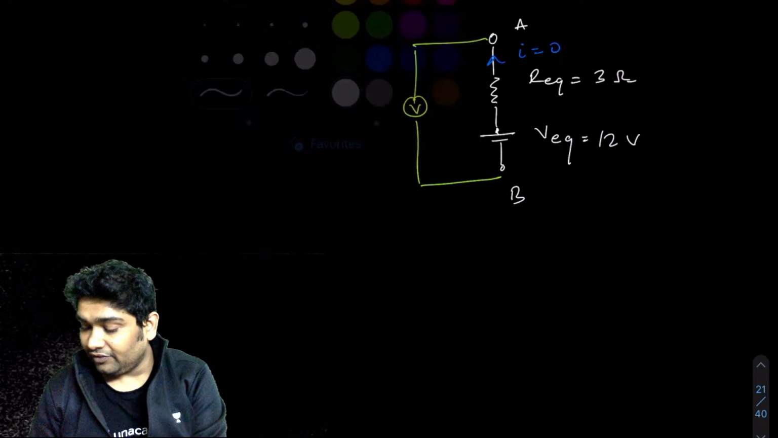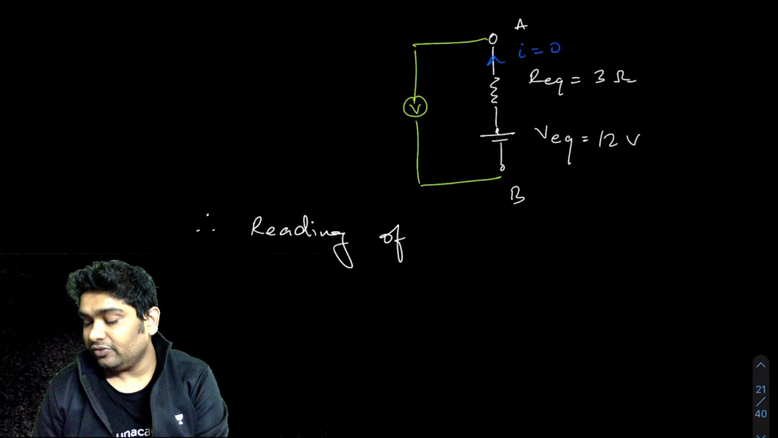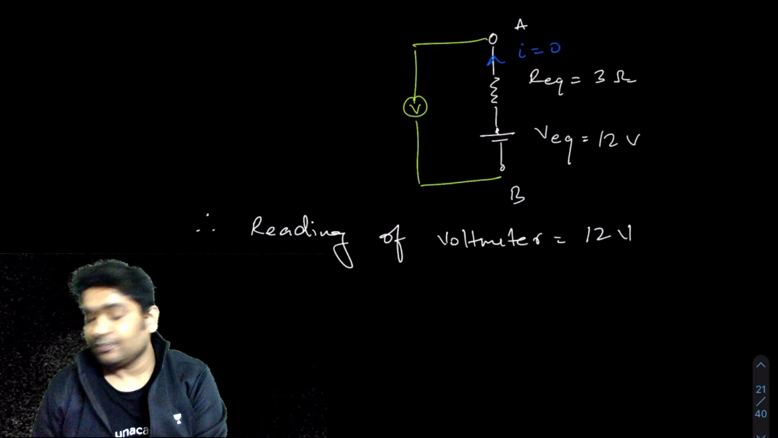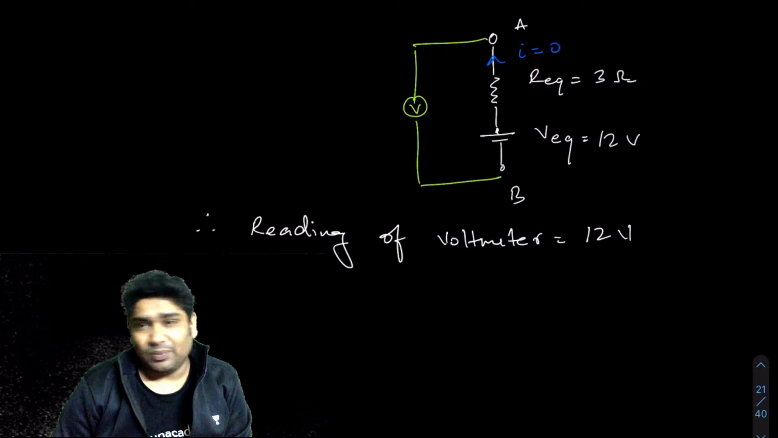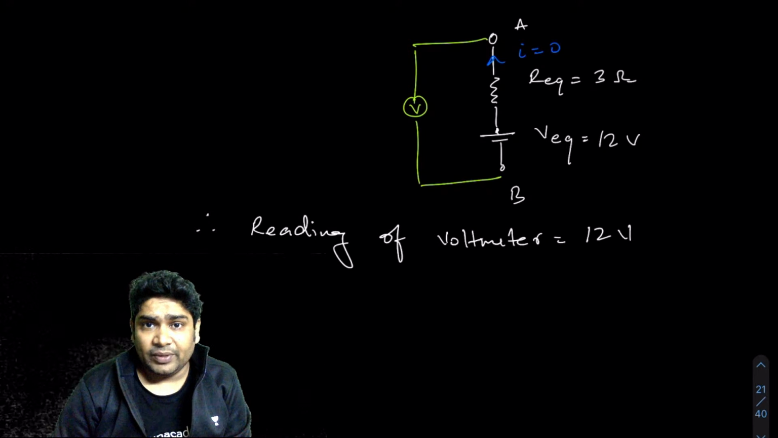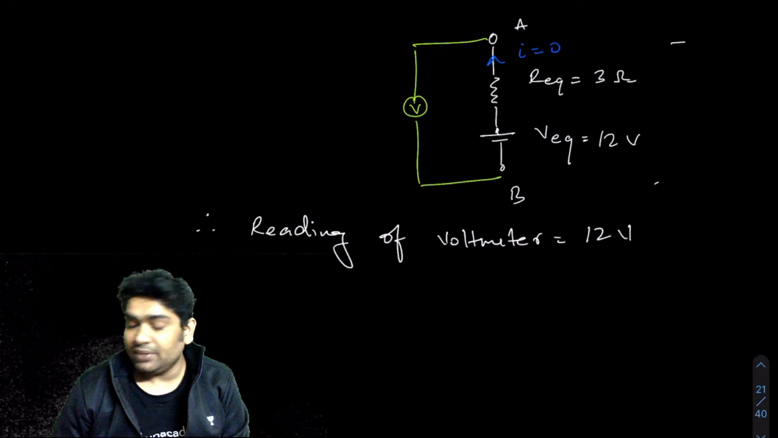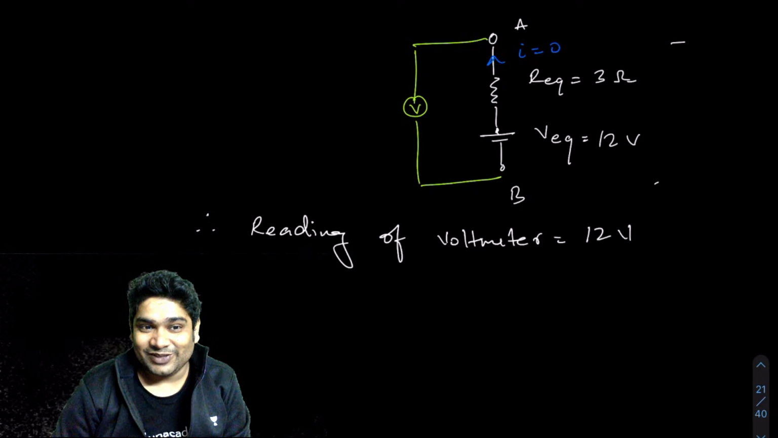Therefore, the reading of voltmeter will simply be equal to 12 volts. Okay, got it? If you apply your KVL, you will realize that a voltmeter reading would be simply the potential difference between points A and B, which will simply be 12 volts. Okay, so that is how you would have gone about solving this.